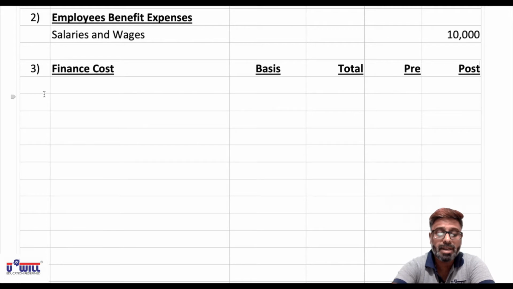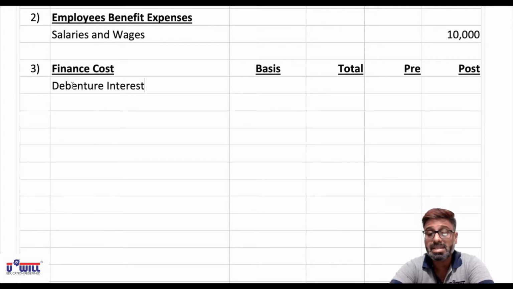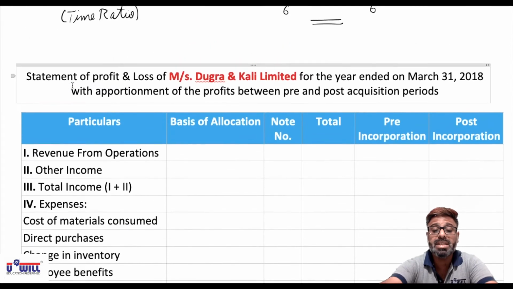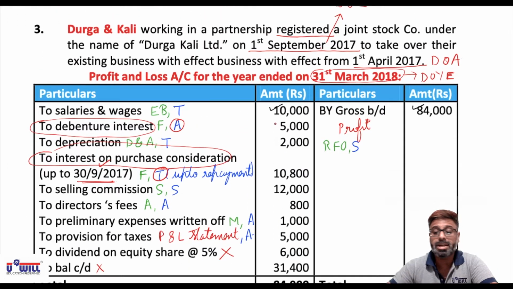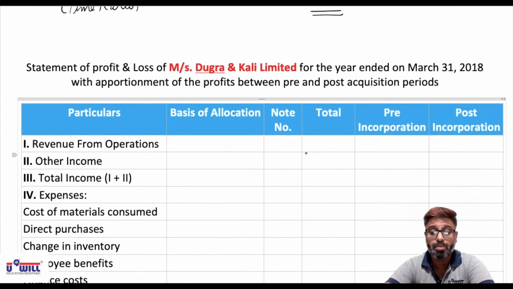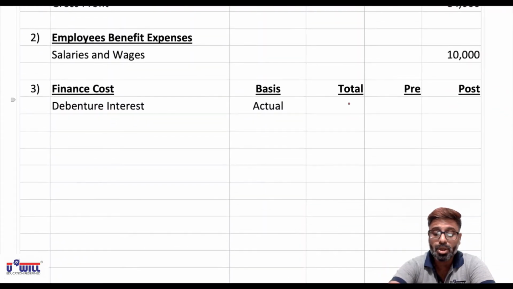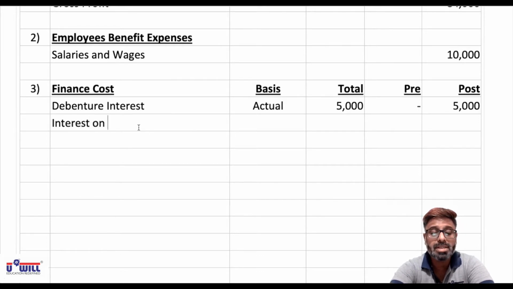So first we have debenture interest. It will go on which basis? Actual basis, and the entire amount will go in the post incorporation period. What is the amount of debenture interest? You can see here, 5,000. The entire amount of 5,000 will go in the post incorporation period, because debentures are issued by the company only after it gets the certificate of incorporation.